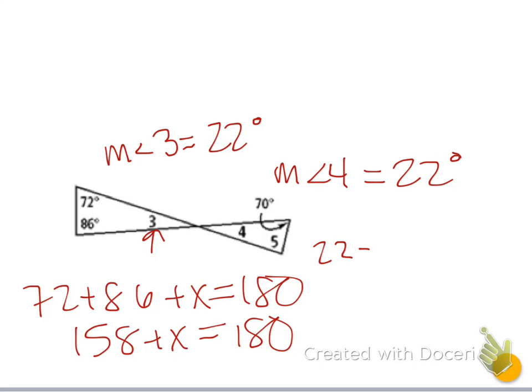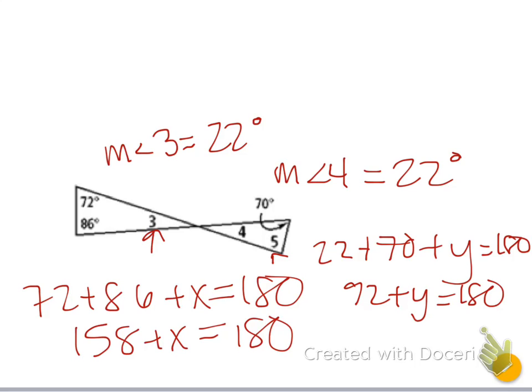So then we could take 22 plus 70 plus, let's call that y because we don't know what it is, set it equal to 180. 22 plus 70 is 92. Subtract 92 from 180 to find the measure of angle 5 to be 88 degrees.